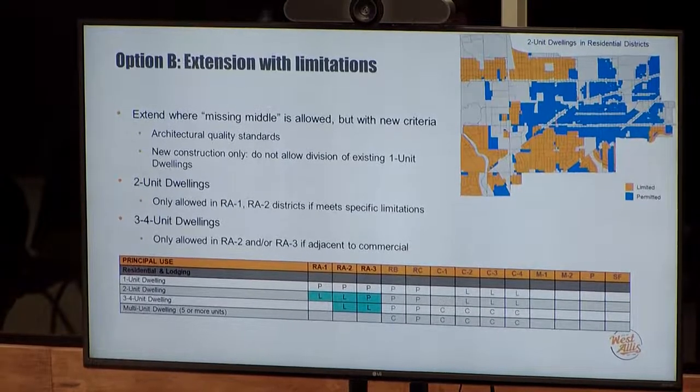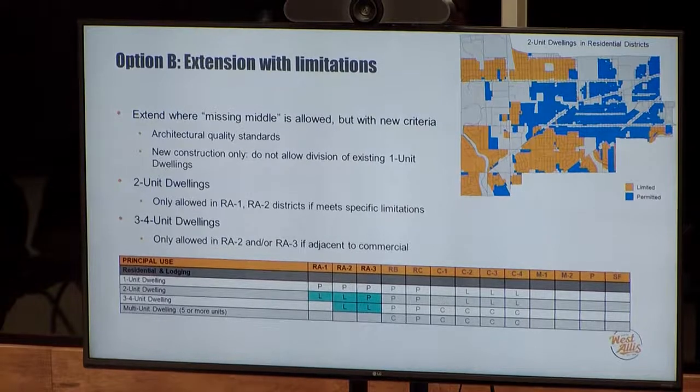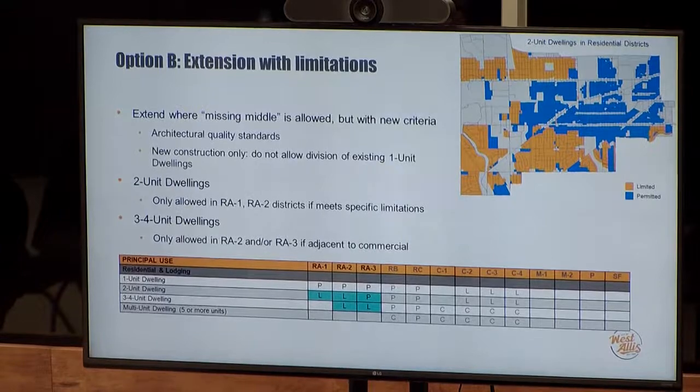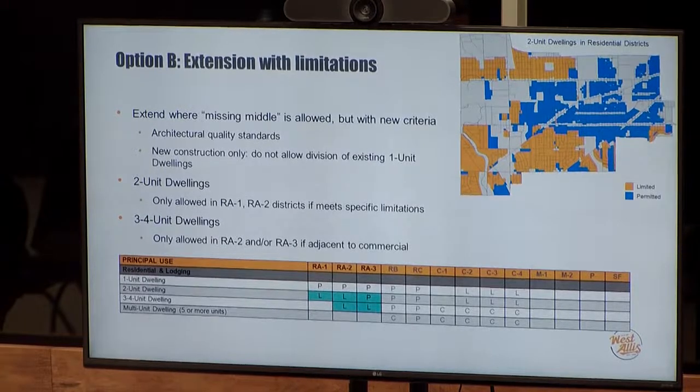So the second option is a little bit less big of a change. This is extending the missing middle housing with some limitations. So this would essentially allow them as permitted uses in the RA3 district, and it would allow duplexes, I should say. And then there would be some specific limitations for duplexes that might be a little bit more than what they are now, but could be changed to fit however we want to go with it. So it has to be within maybe 100 feet of a commercial district, something a little bit more than what we currently have, or it could just stay the same. And then we would allow 3 to 4 unit dwellings a little bit more in those districts if they're bordering commercial properties.